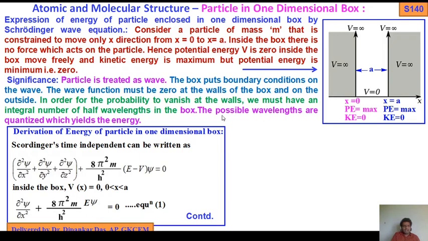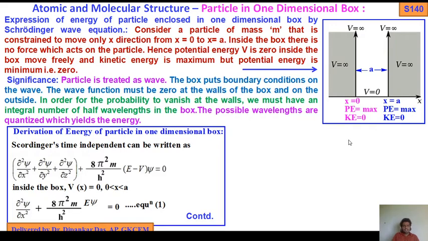The possible wavelengths are quantized, which yields the energy, because there is a relationship between wavelength and energy. Now, derivation: how to derive the energy of a particle in a one-dimensional box. This is the particle inside the box, having mass m, where potential energy is 0 but kinetic energy is maximum. Outside the wall the potential energy is maximum, but kinetic energy is 0.